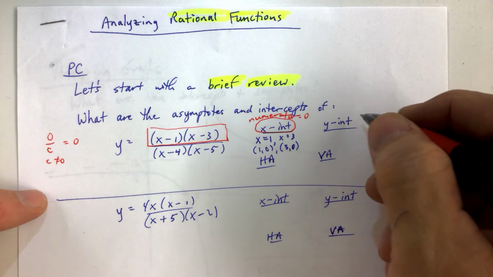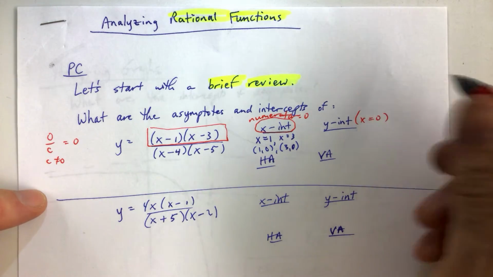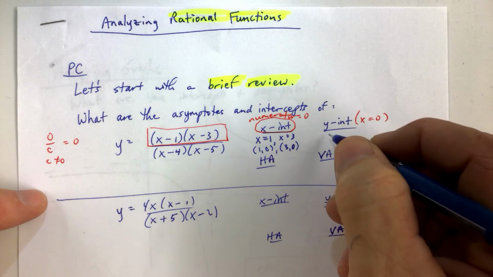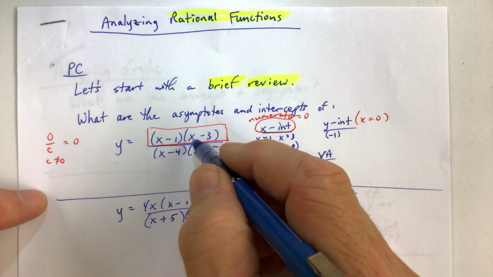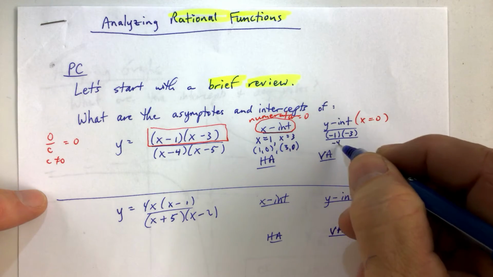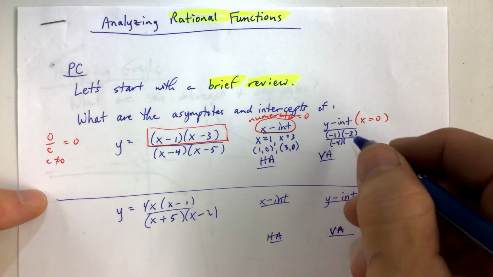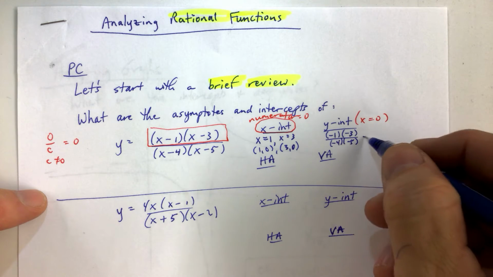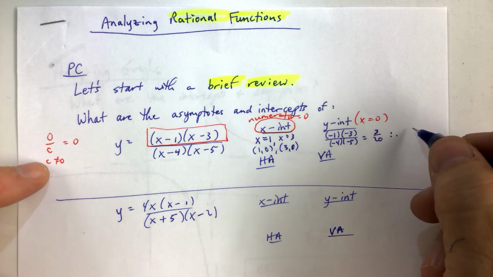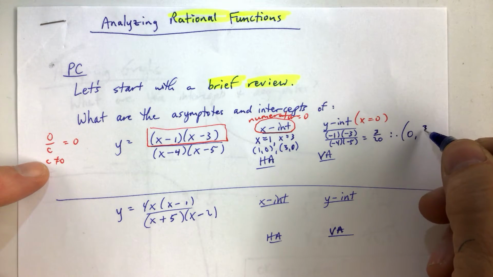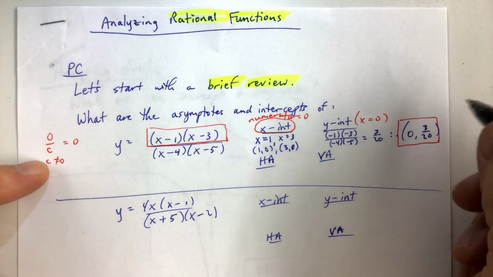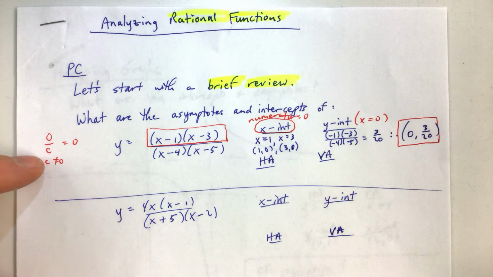Well, how do we find the y-intercept? Well, for the y-intercept, we always let x equal 0. So let's do this in our heads. If we let x equal 0 in this first factor, we get 0 minus 1, so we get -1 in the numerator, times 0 minus 3, which is -3, over 0 minus 4, which is -4, times 0 minus 5, so -5. So when x equals 0, we get 3 over 20, and so we write that as an ordered pair, (0, 3/20). So that's our y-intercept. That's where the graph is going to make contact with the y-axis.